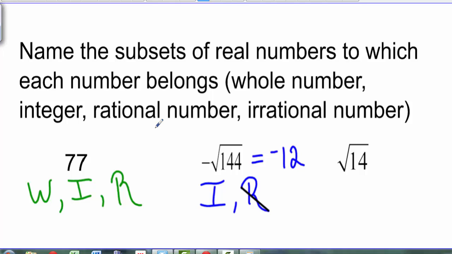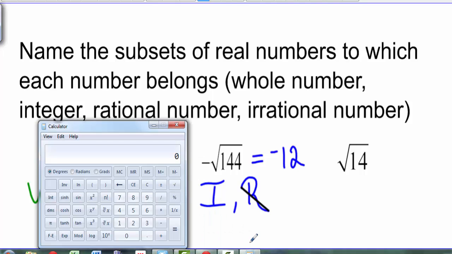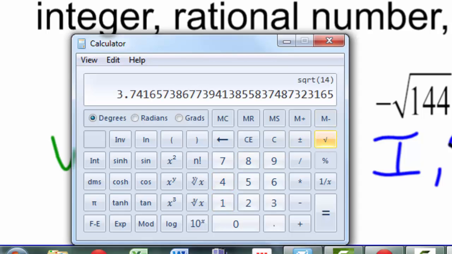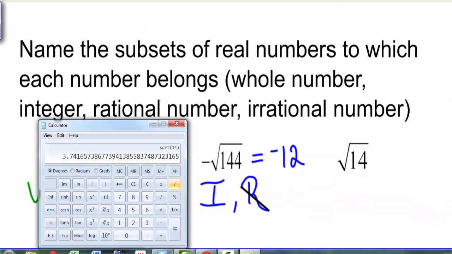And finally, the square root of 14. Well, 14 is not a perfect square. If I try to find the square root of 14, I get this long decimal that goes on forever with no repeating pattern. And so this number here is irrational.